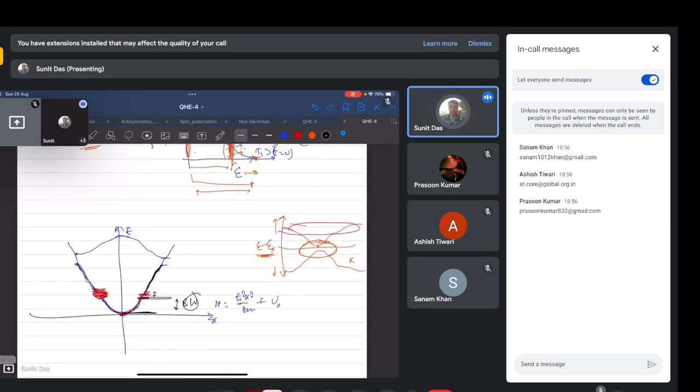Electrons are still free, but there is a very weak effect of the periodic potential. However weak that periodic potential may be, once you incorporate this V0, you will have separate bands. So this was the second thing for an electronic band structure.